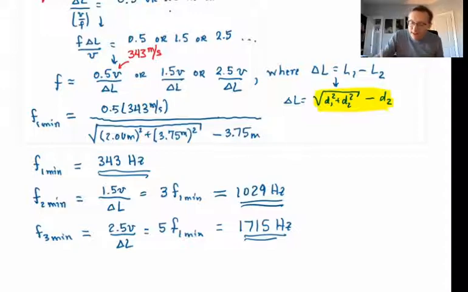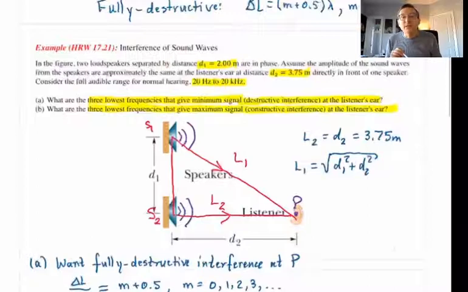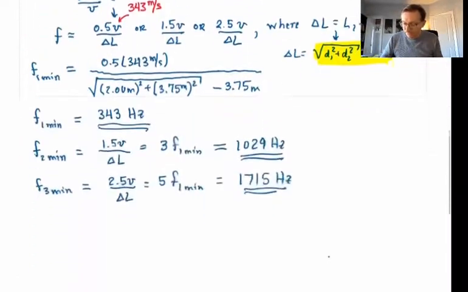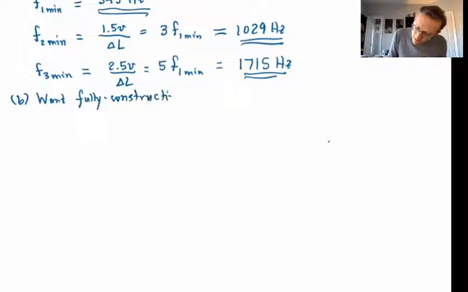Now, part B wants to know the 3 lowest frequencies that give a maximum signal, fully constructive interference at the listener's ear. So now we want fully constructive interference at point P.